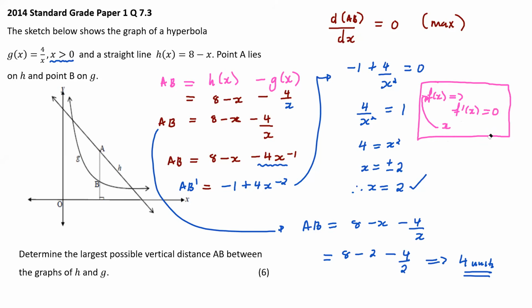Just that I had a concept of A and B, the distance. But the whole idea is to ensure that you form the formula and then derive it, equate to 0, solve for x, go back to the original, and then you will find that your largest possible vertical distance is actually at 4 units. All right, let's keep going.